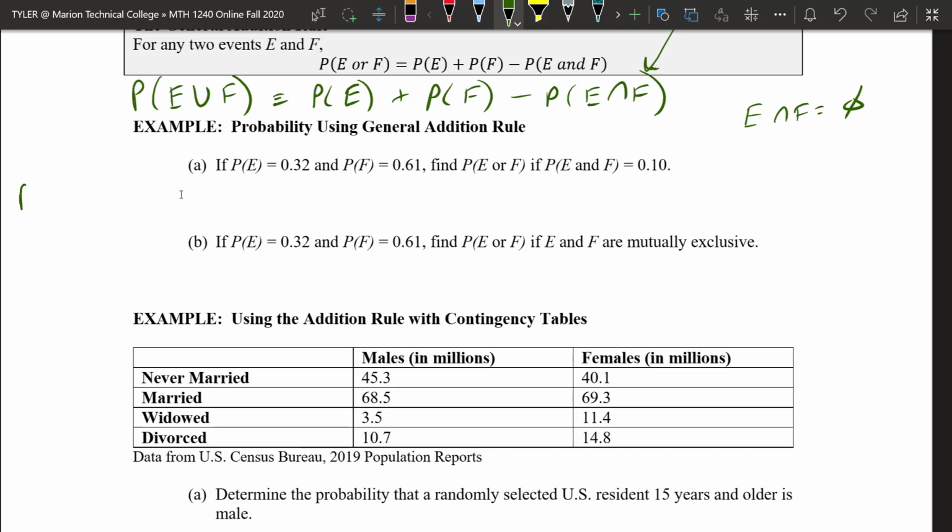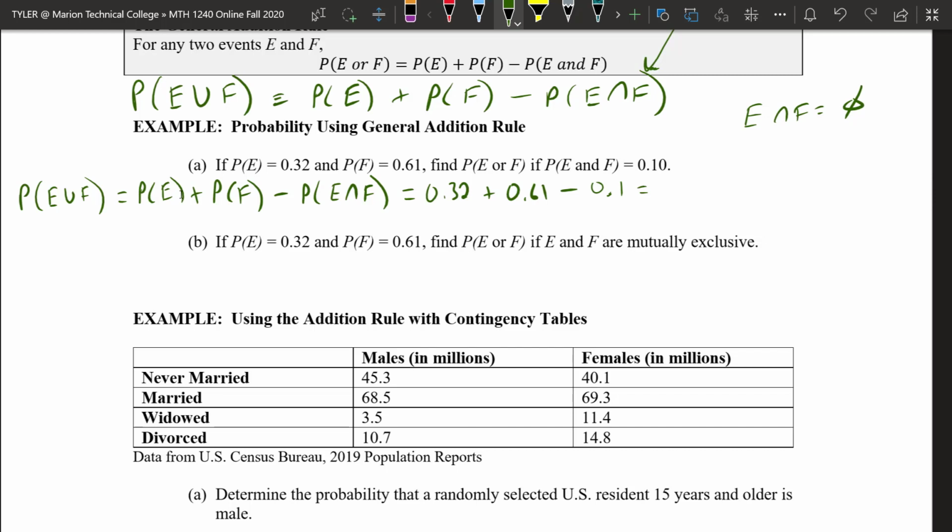So the probability of E union F, E or F, is equal to the probability of E plus the probability of F minus the probability of E intersect F, E and F. So this would be equal to 0.32, which is the probability of E, plus the probability of F, which is 0.61, and then we would subtract out the probability of E and F, which is 0.1. If you throw that in your calculator, that's equal to 0.83.